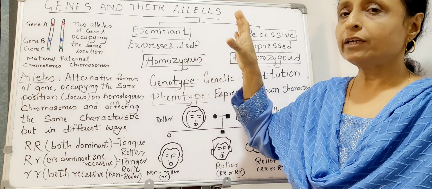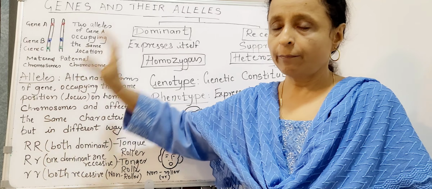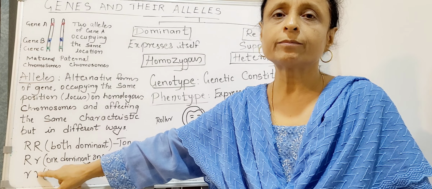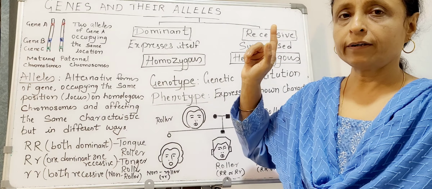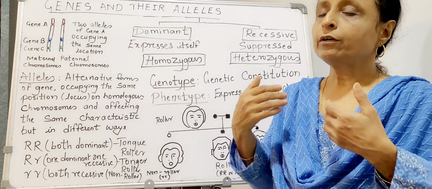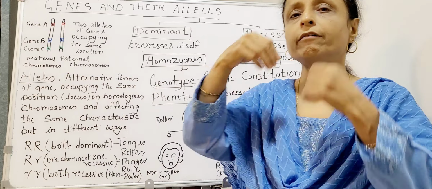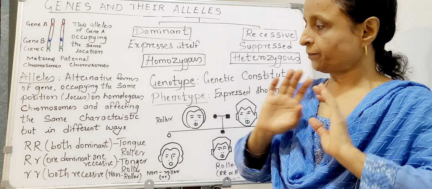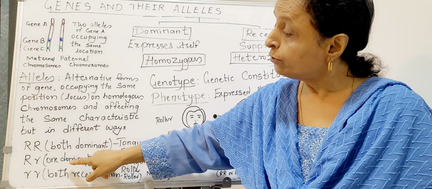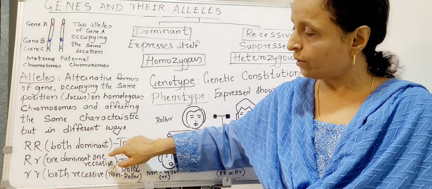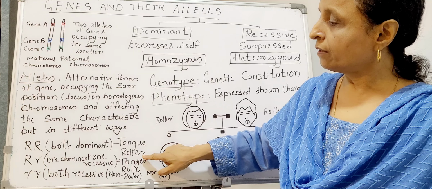As far as rolling of the tongue is concerned, this is the rule in genetics: whatever is dominant has to be written in capital, and whatever is recessive has to be written in small letter. So capital RR, both dominant, means you are definitely able to roll the tongue. If this is the genotype, you will roll the tongue. If it is R and recessive r, one dominant and one recessive, then also you will roll the tongue. So tongue roller here, tongue roller here.